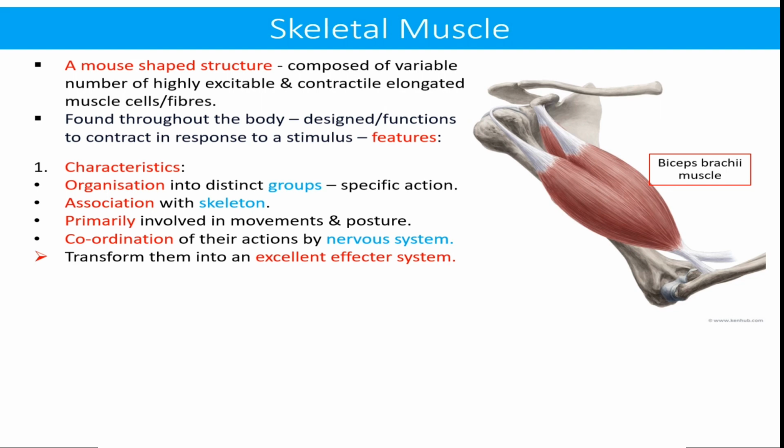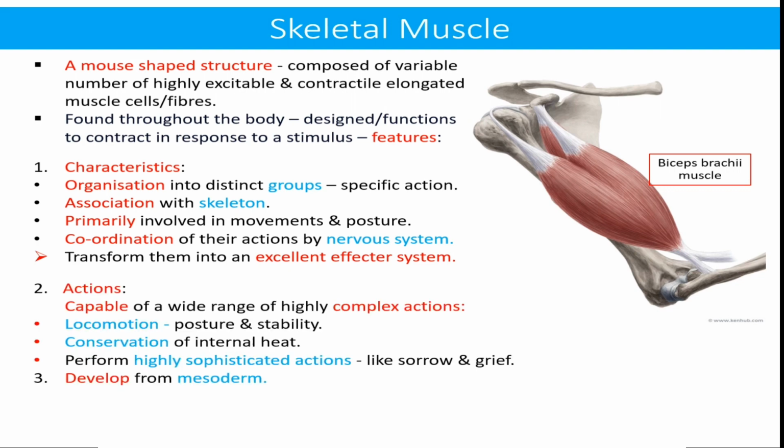Number one, characteristics of the skeletal muscle. They are organized in distinct groups for specific actions. They are associated with the skeleton for various movements. They are primarily involved in movements and posture. Their actions are coordinated by the nervous system. All these characteristics transform them into an excellent effector system.